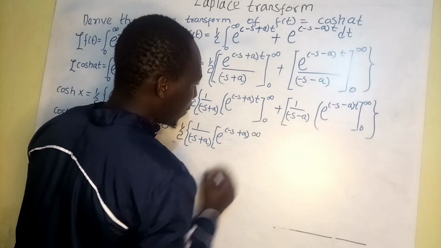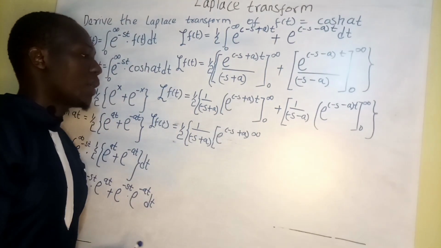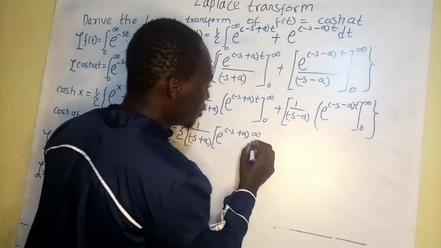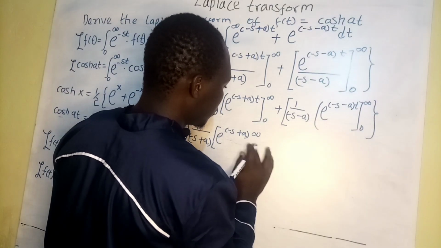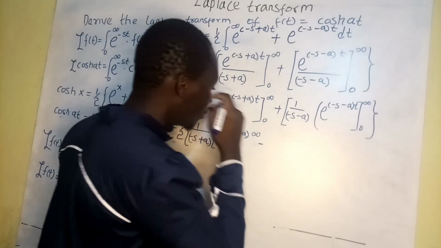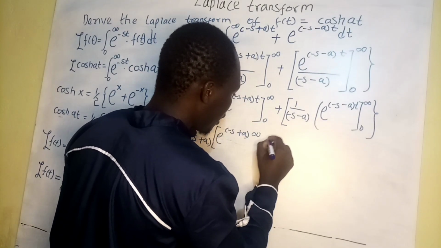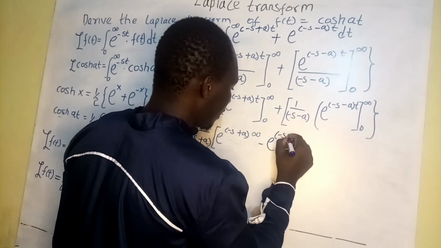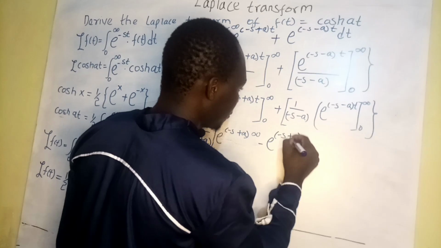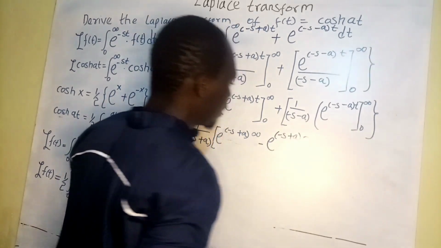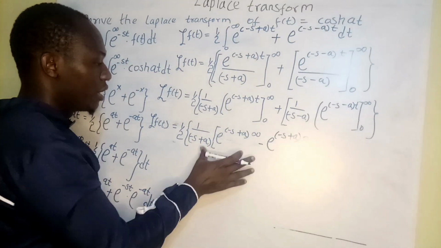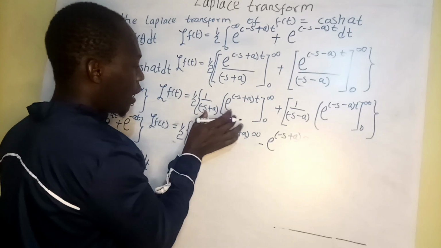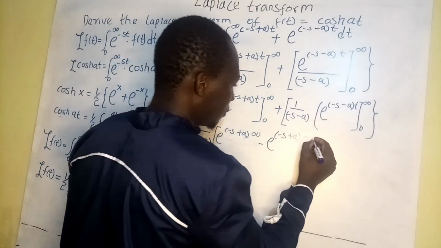We insert the upper class limit where we are having our term of t. We subtract from exponential negative of s we add to a. We insert the lower class limit. The whole of this is for our first bracket here.